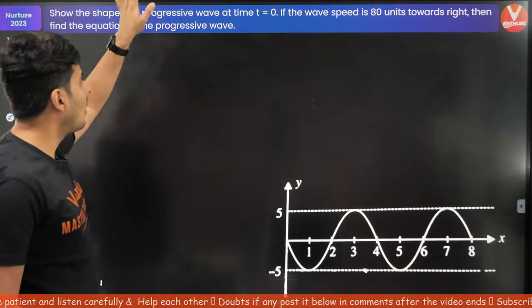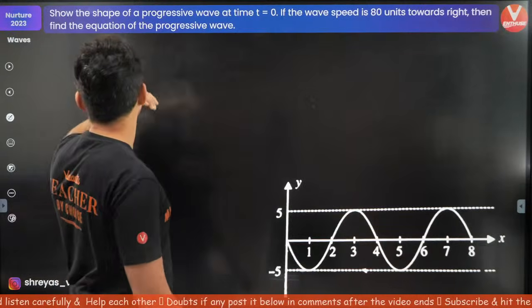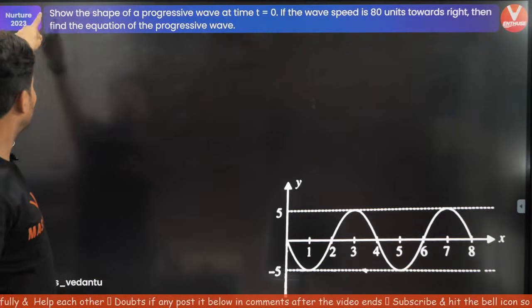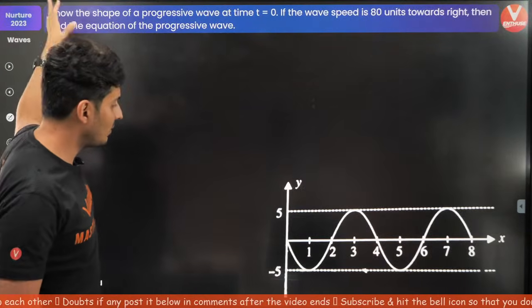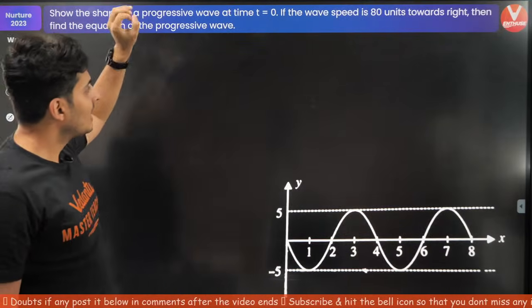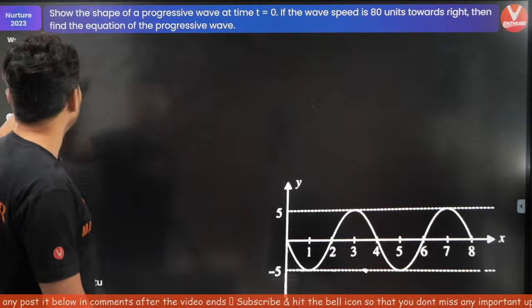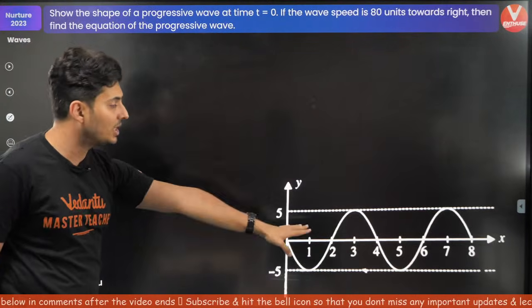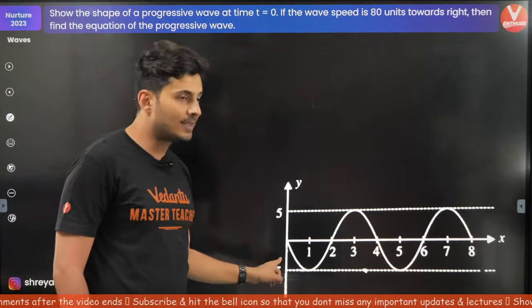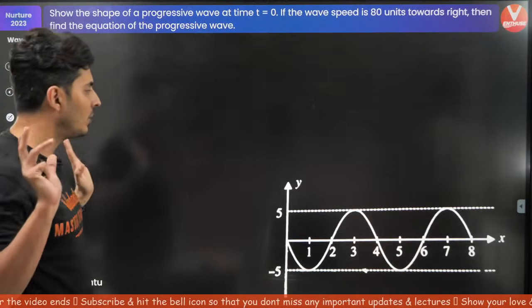Shown is the wave. Oh, sorry, it should not be "show". It should be shown as the shape of the wave at time 0. If the wave speed is 80 towards right, then find the wave equation of this wave. This is the wave which is shown at time 0.